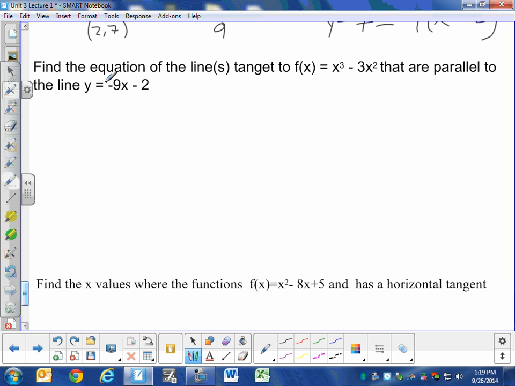Find the equation of the line or lines. Let's just find the x coordinates of the lines tangent to x cubed minus 3x squared that are parallel to the line y equals positive 9x minus 2. Figure that out. Go.